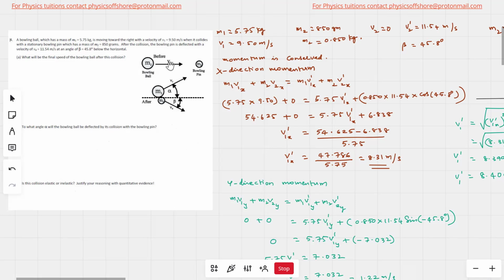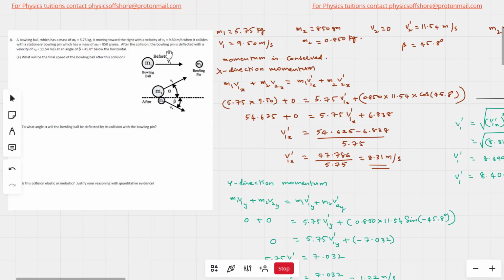find out the velocity of the bowling ball, and then the direction, and then we have to check whether the collision is elastic or inelastic. So let us start with the conservation of momentum.